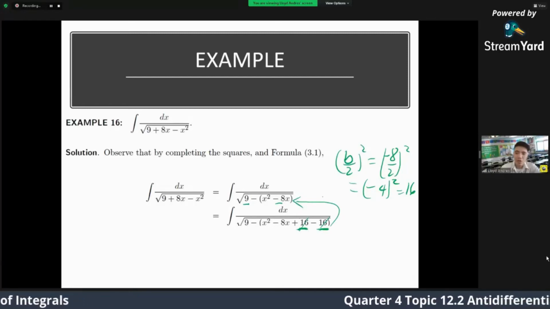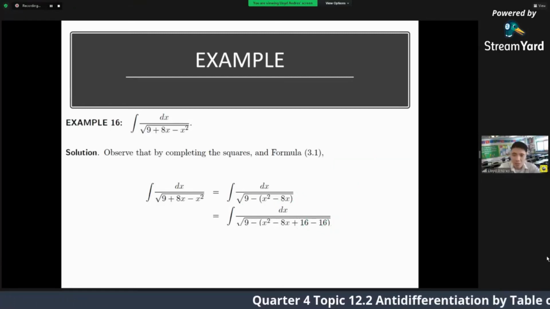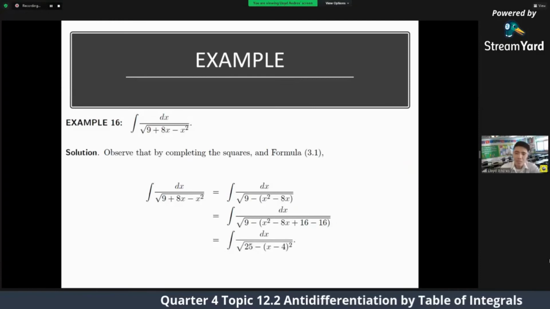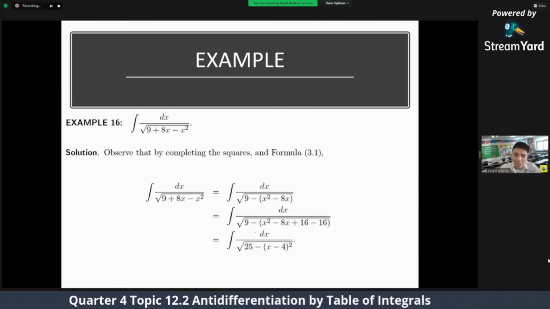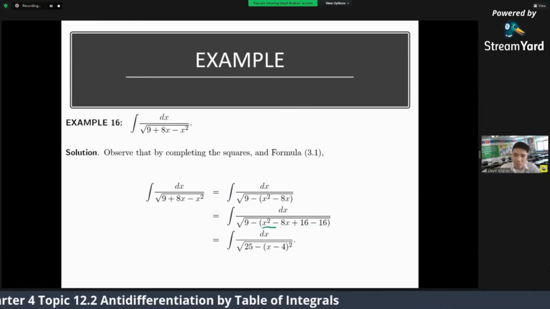Okay. So after ana, iyahan na ning kani complete naman ni ang square ana.